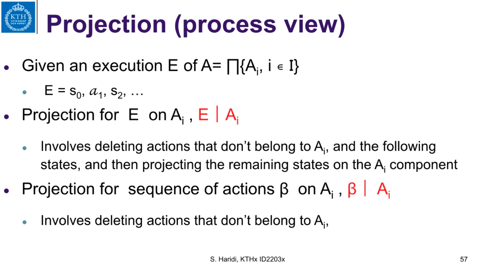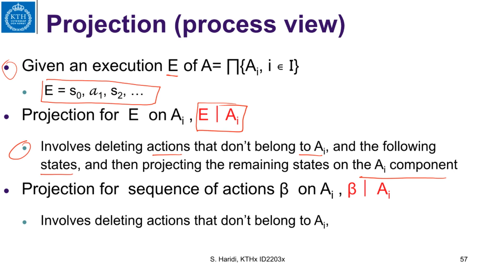So in summary, given now an execution E that looks like this of a composed automaton A, the projection involves deleting actions that do not belong to AI and the following states, and then projecting the remaining states on the AI component. So this is just a summary. And projection of a sequence of actions on a component automaton involves deleting actions that do not belong to the actions of the component.